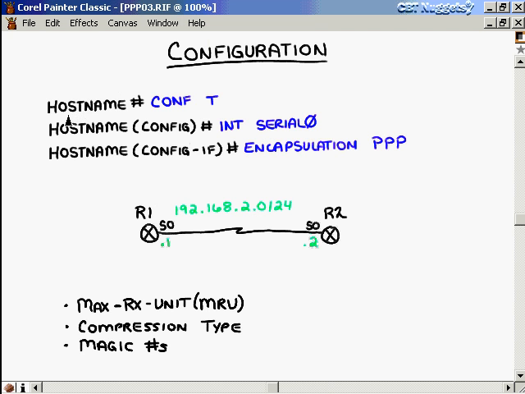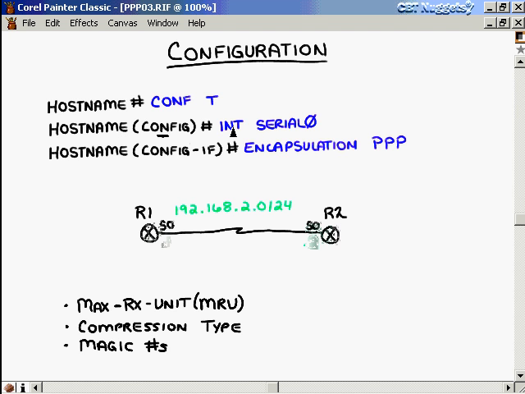What we have here is the host name and the number sign. Please recall that that is the privilege level of our router. We're going to enter the command config terminal so that we can get into the configuration mode, as identified here by the prompt. Once we're in there, we're going to configure an interface, in this case interface serial 0, and the prompt changes to config-if. Okay, that should all be review.